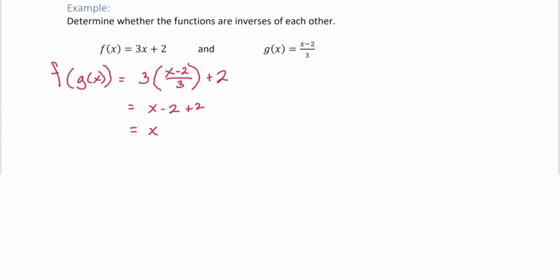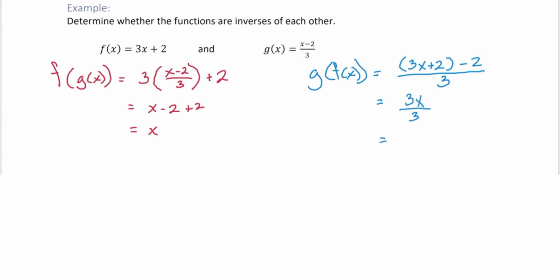We can also do it the other way. We can compose g with f of x. So we'll write out g, but instead of writing x, we're going to replace that x in the g function with f of x. That is 3x plus 2. And then simplifying this, we get 3x over 3, which is x. Since we composed f with g and the result is x, we can say that g is f inverse. They are indeed inverses of each other. We'll use this process to check our answers when finding an inverse.